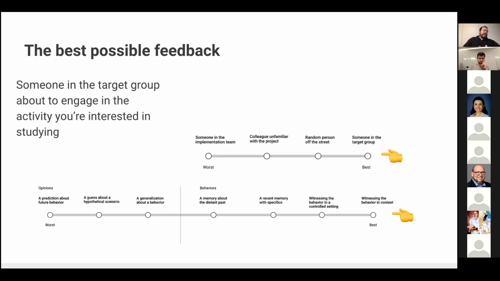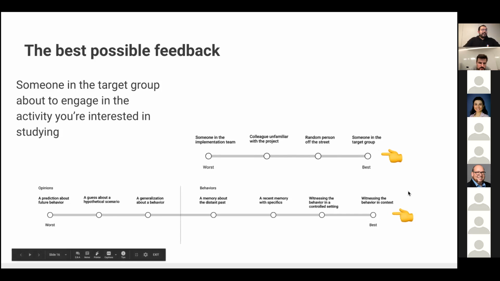So what is the best possible feedback you can have? It is someone who combines these two possibilities. So someone who is in your target group and who is actually about to engage in the activity that you're interested in studying. So this is where the goal of research is. We don't always get here, but this is definitely the gold standard. When you're running a study, you want to get as close to this as possible. Sometimes you can't, but you want to get as close to this as you possibly can.